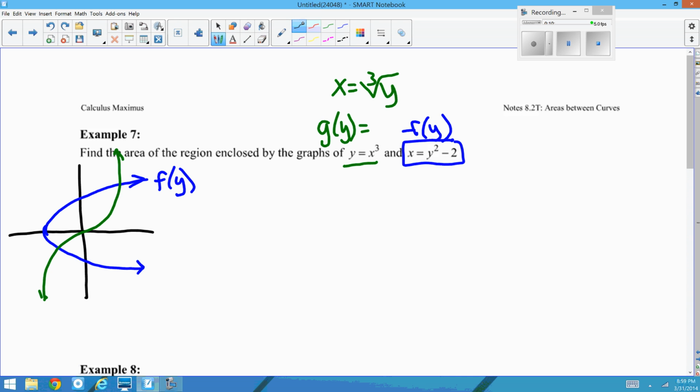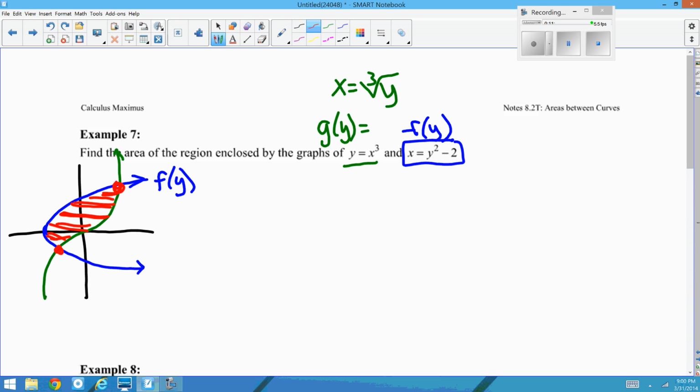The reason why I wouldn't do a vertical slicing method is because this part would be fine. But when you get here, this isn't f of y minus g of y. There's the f function. So we can't use that specific height there. So maybe if we do it this way, is the green function always on the right side? And it is. So it's always the green to the blue, green to the blue, green to the blue. So now we just need these y values, and we can integrate.